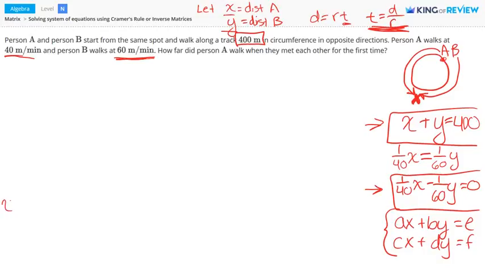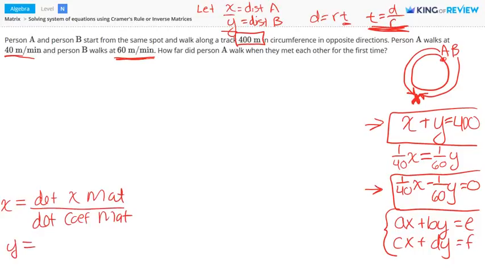Cramer's rule states that x can be found by taking the determinant of the x matrix and dividing it by the determinant of the coefficient matrix. Likewise, y can be found by taking the determinant of the y matrix and dividing it by the determinant of the coefficient matrix.